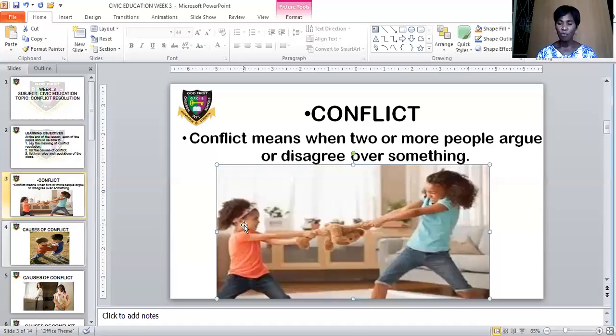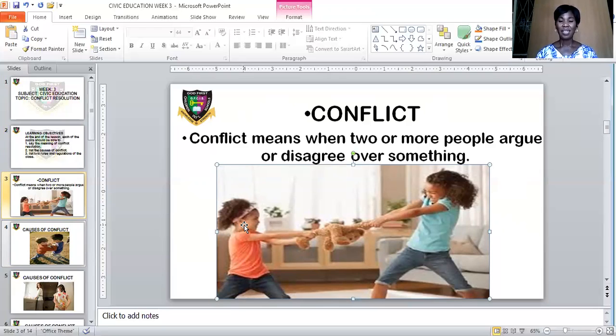Good. From this picture you are looking at, what do you think these girls are doing? They are fighting. Good. Clap for yourself. I am great. I will be great tomorrow.